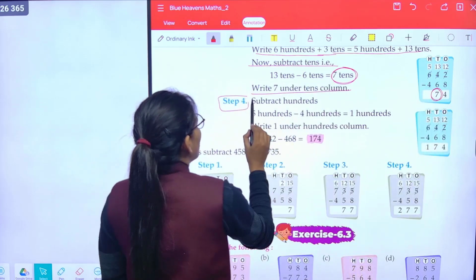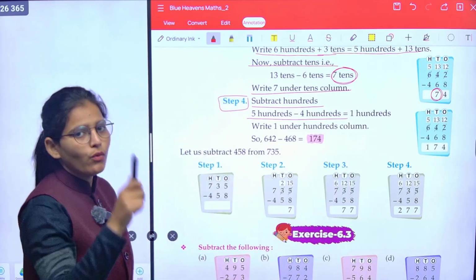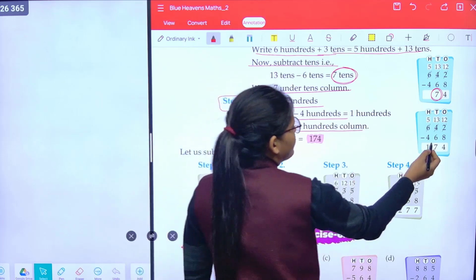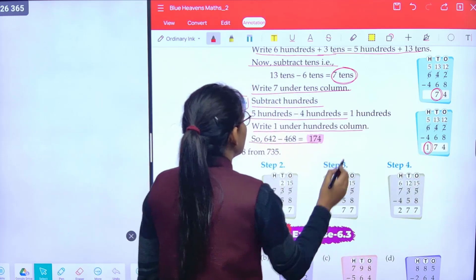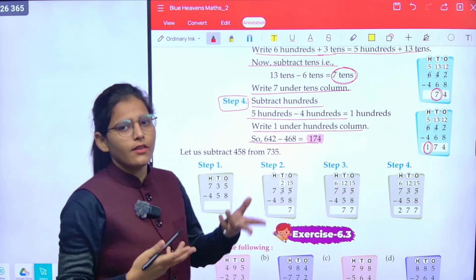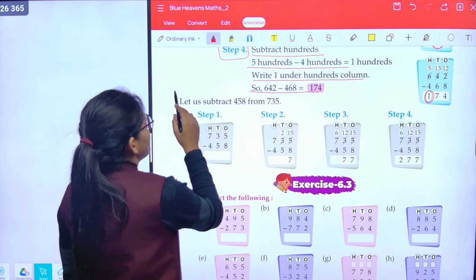Now step 4, subtract hundreds. 5 hundreds minus 4 hundreds is equal to 1 hundred. Write 1 under hundreds column. So 642 minus 468 is equal to 174. Understand class?